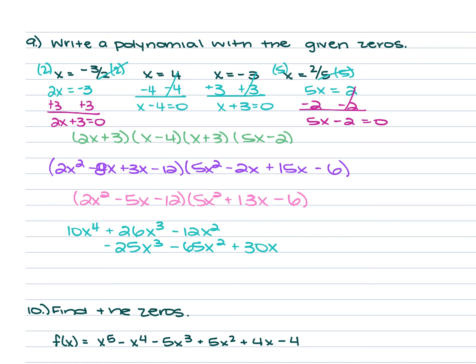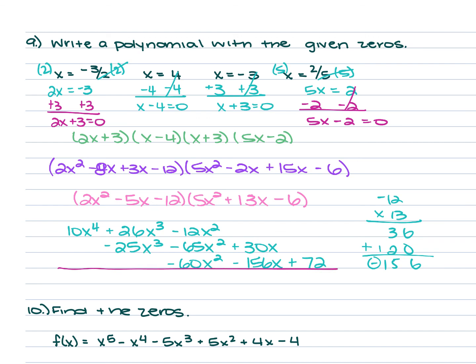Same thing with the negative 12. I'm going to distribute it into the second set of parentheses. So negative 12 times 5x squared is negative 60x squared. Negative 12 times 13 is negative 156x, and the negative 12 times negative 6 is a positive 72.